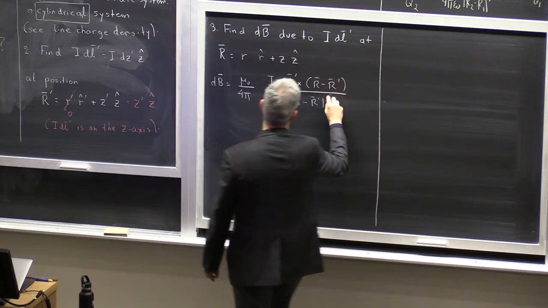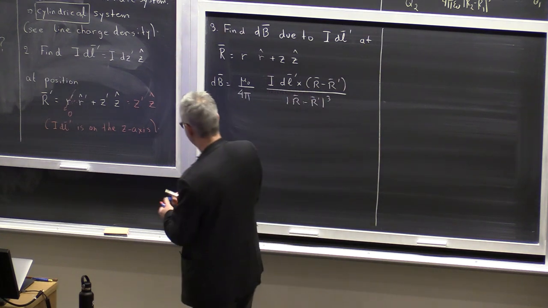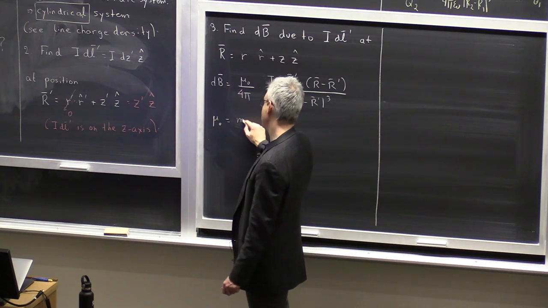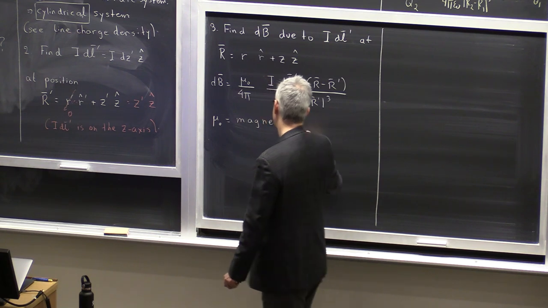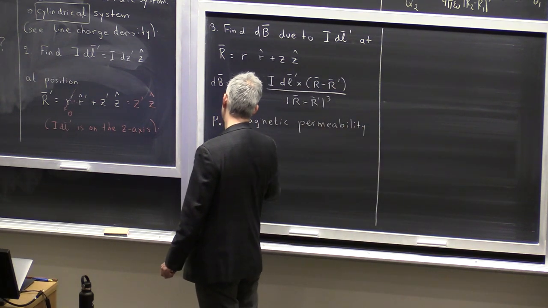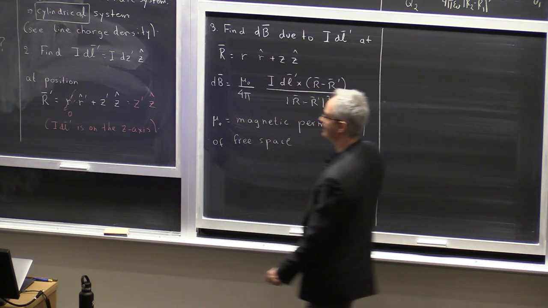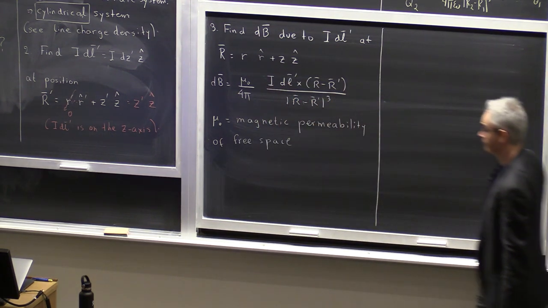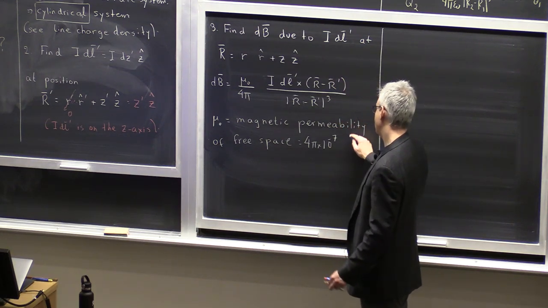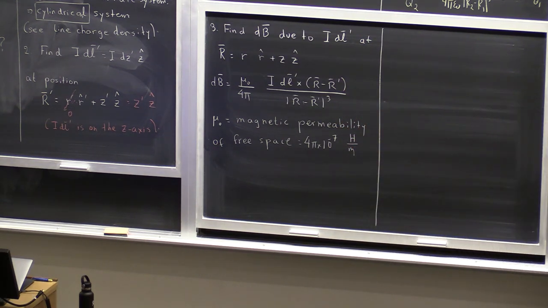R minus R prime cube. And I should say here that mu naught, and sorry I didn't mention this before, I think I have introduced it at some point in previous lectures, is the magnetic permeability of free space. So it is the magnetic analog of epsilon naught that we saw in Coulomb's law. And the value is 4 pi times 10 to minus 7. The units are Henry, that you know from circuits courses, per meter. So we will also get to exactly those units later on. But for now, I'm just giving you the value and the units.